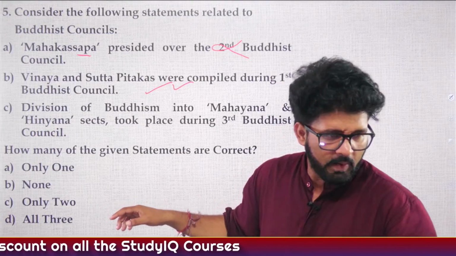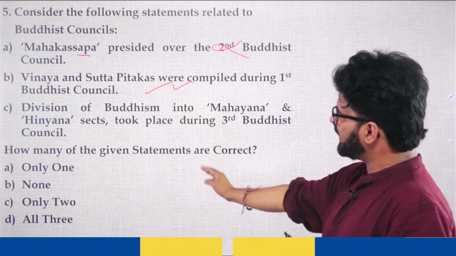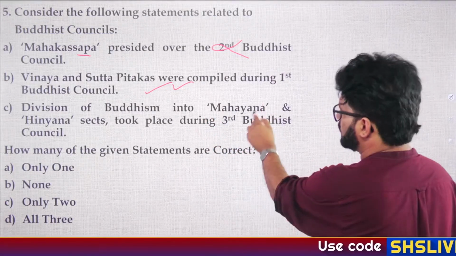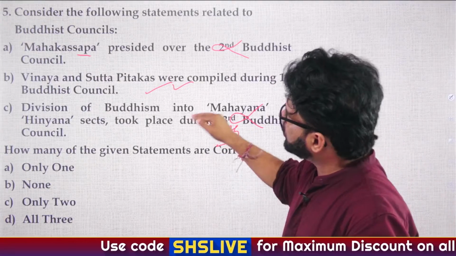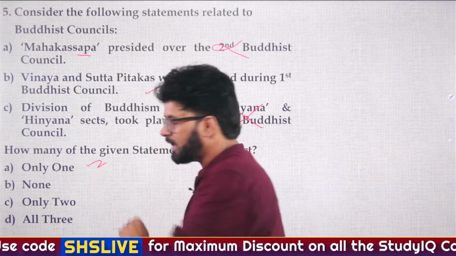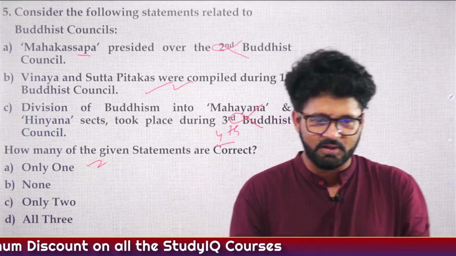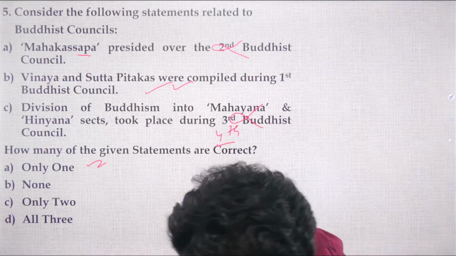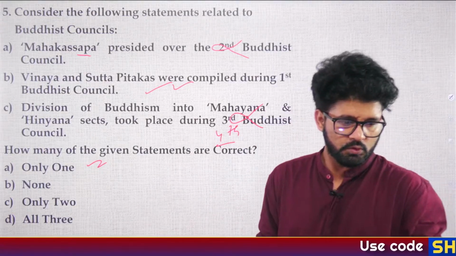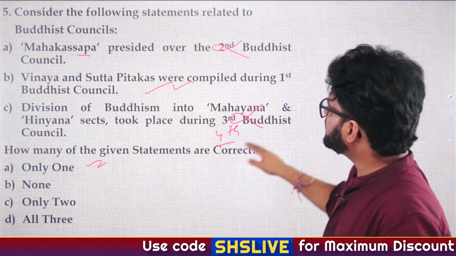Third statement: the division of Buddhism into Mahayana and Hinayana sects took place during the third Buddhist council. That is wrong. It took place during the fourth Buddhist council of Kanishka. So the answer is A, only one. And I'm seeing for the first time that Jack has given a wrong answer, so that is unique. Abhidhamma third, yes. So the answer is A, only one.